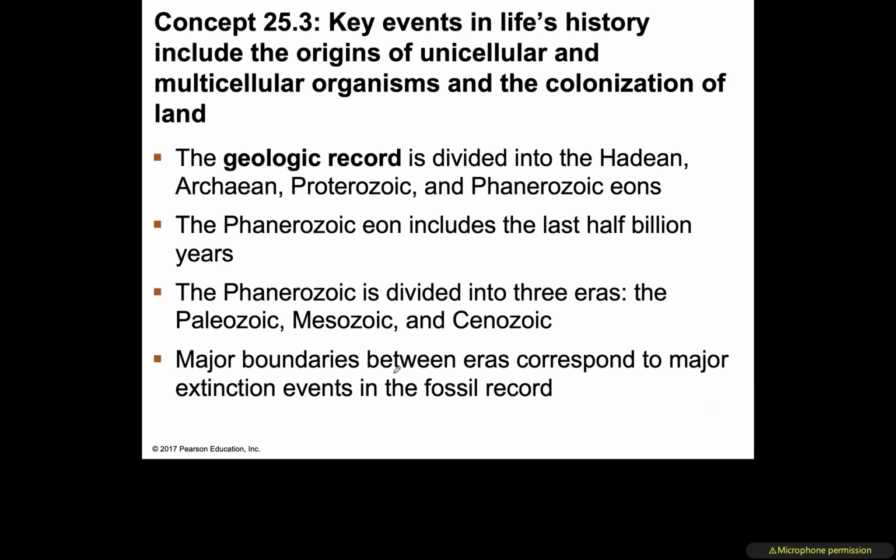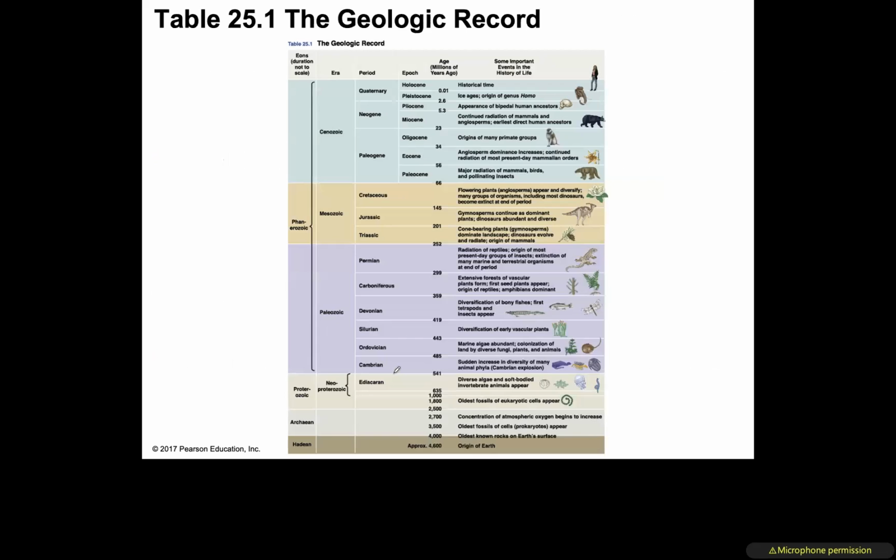All right, so with that, the Phanerozoic eon includes the last 500 million years, okay? And it is divided into 3 eras. And those 3 eras are going to be your Paleozoic, Mesozoic, and Cenozoic. And there's going to be major boundaries between those eras that correspond to big extinction events in the fossil record. Wow, look at that fossil record.